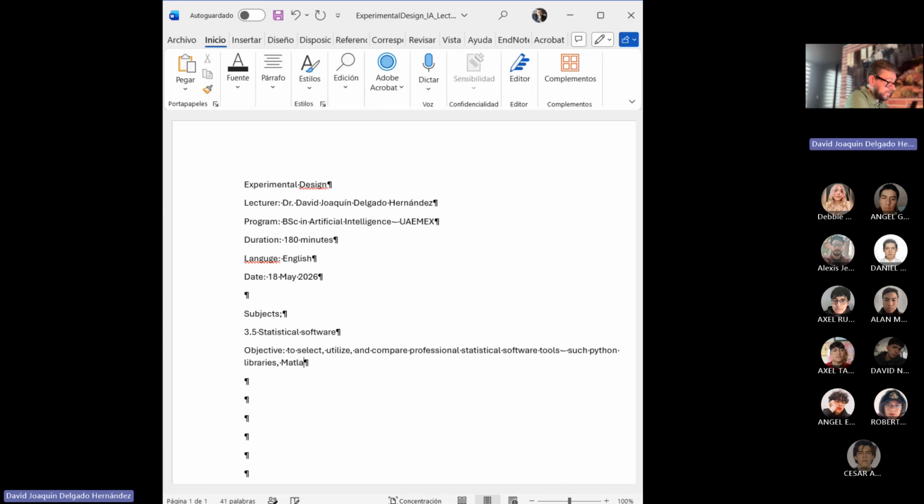You can use SPSS, which is the statistical program for the social sciences. And you can even use Excel. In fact, we already have used Excel in some previous classes, right?